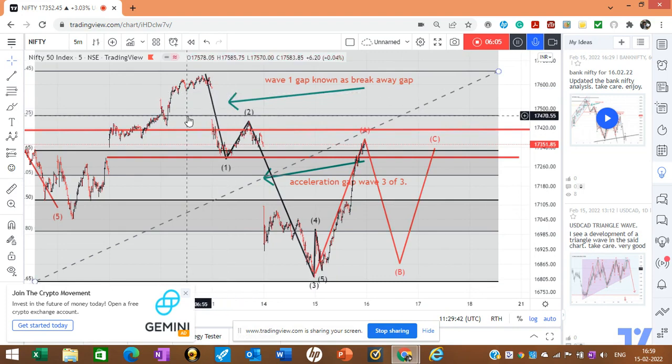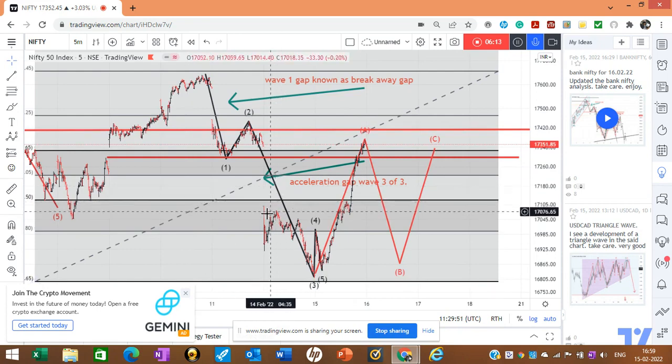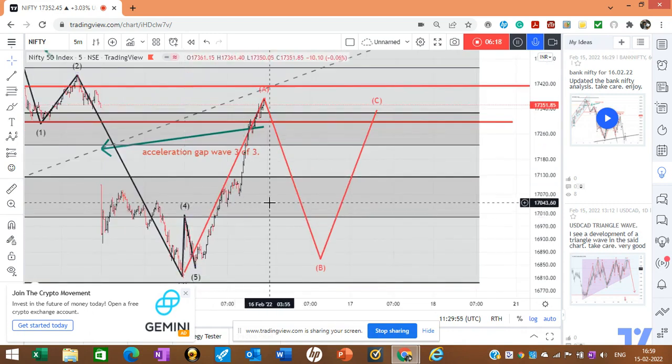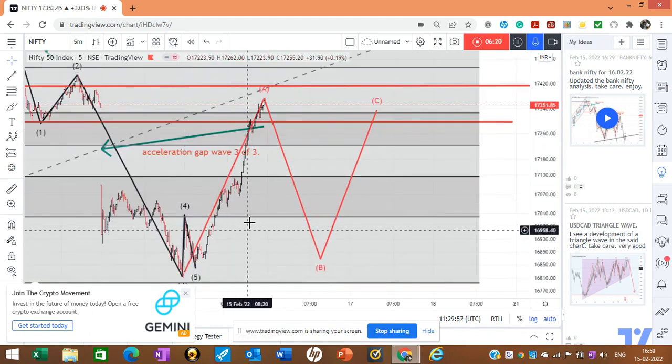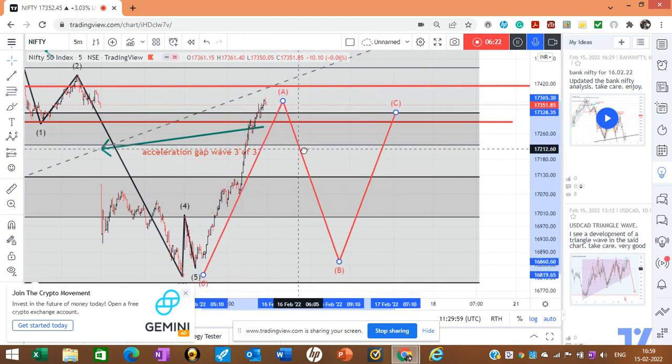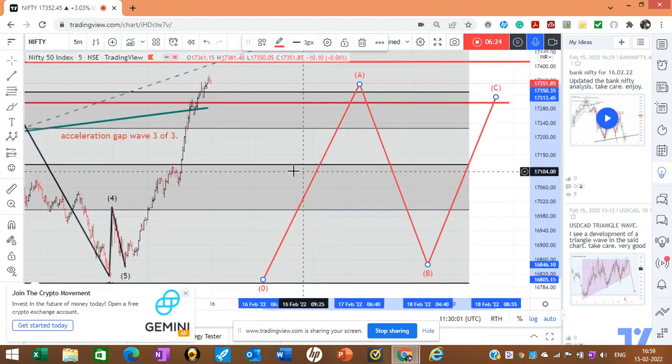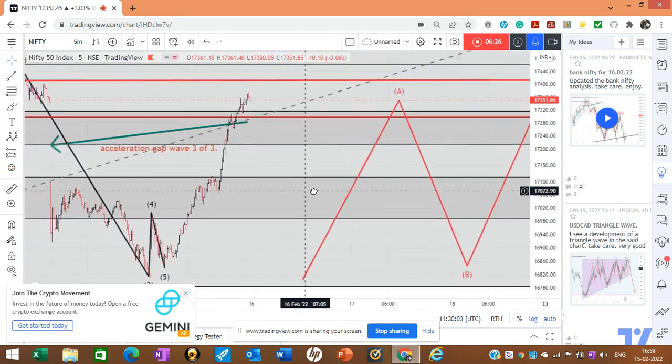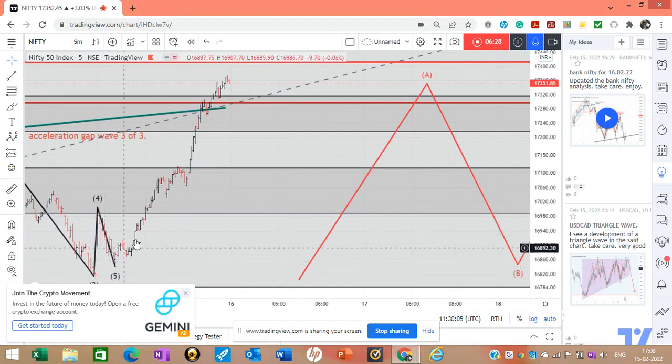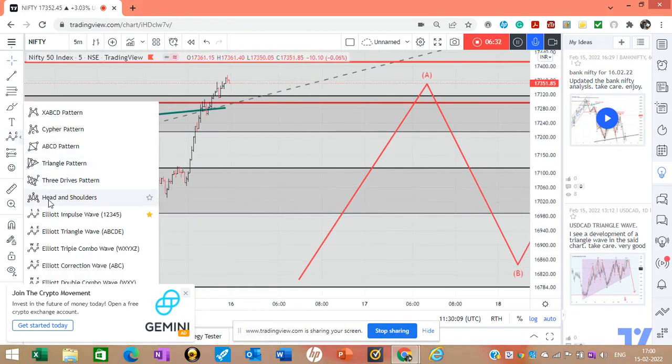On a daily chart, I see this as a fourth wave correction, but on an hourly chart and on a lower time frame, I see a five wave move getting over. So if the five wave move is up, then which move is this? Then can I say this is an independent one wave? Yes, I can say that. So this is an alternative count which I'm talking about.